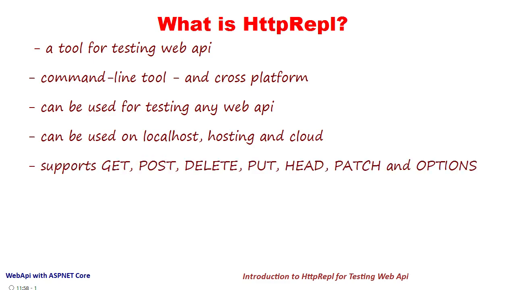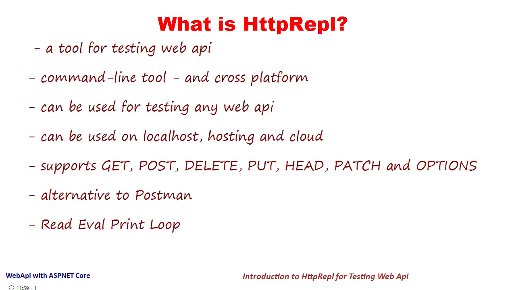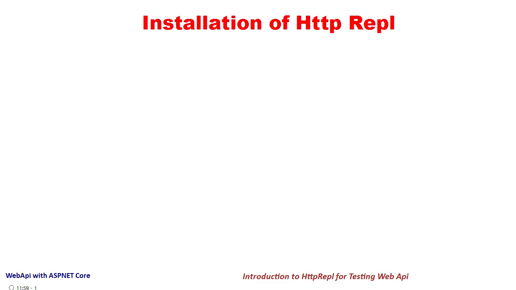It supports various types of HTTP verbs such as get, post, delete, put, head, patch, and options. So you can think of it as a quick, lightweight alternative to products like Postman. And if you are interested, REPL stands for Read, Eval, Print, Loop. For details of this, you can visit the documentation on MSDN. But let me now come to the more practical parts.